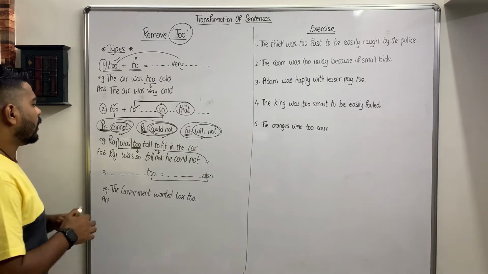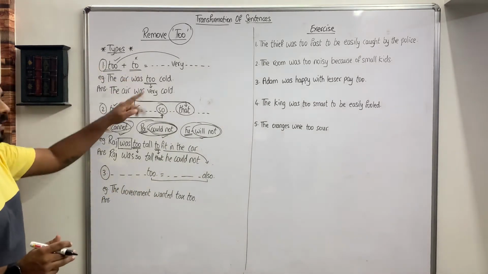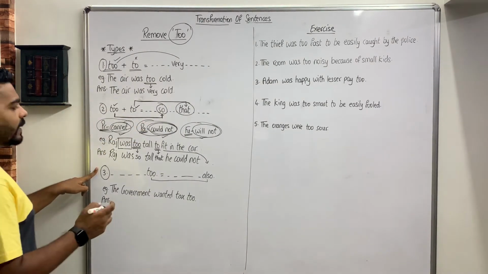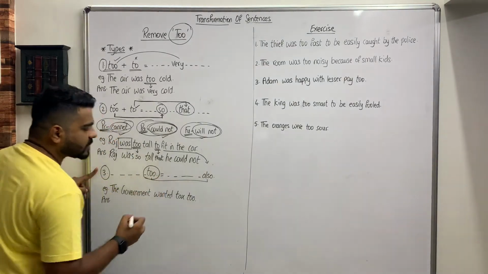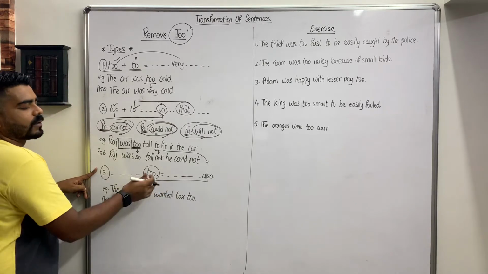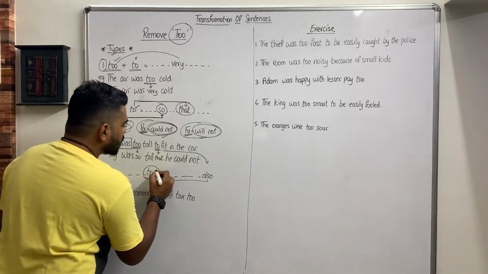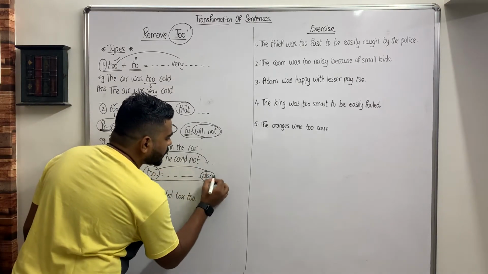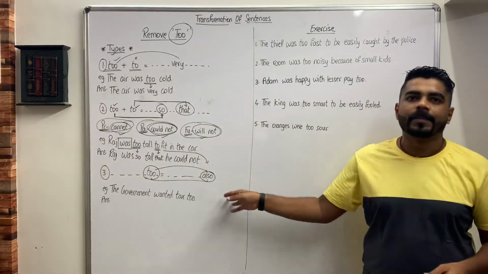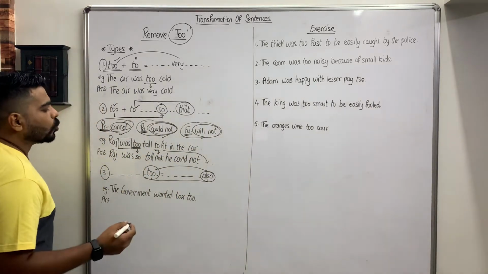The third one is the third type. So see, the first type was TW2 given, TO2 not given. The second type was TW2 given, TO2 also given. The third type is when TW2 is the last word in the sentence. Do you see this full stop? This is the last word. Whenever you have TW2 as the last word in the sentence, remove TW2 and add also in the same place. Alright? The government wanted tax too.